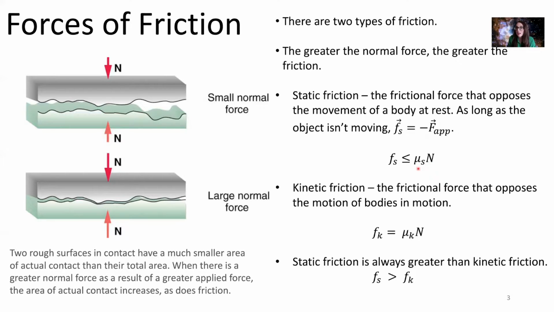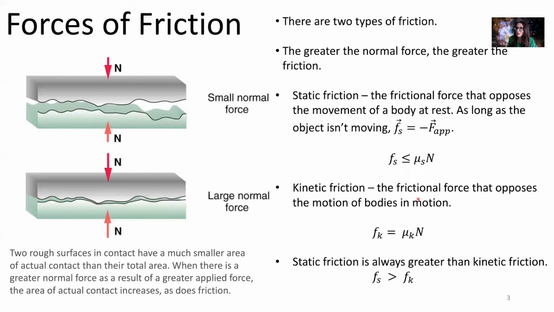The coefficient of static friction, this little lowercase Greek letter mu sub s, is determined for every material. It's a property of the material. It essentially says how easy it is for materials to slide past each other. A smaller coefficient of friction means that there's less friction in the system. A larger coefficient of friction means that the object is going to be really rough. It's going to have a lot of friction associated with it.